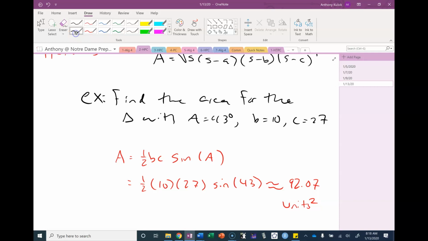Especially for these area ones, I am going to be a little picky that you make sure that you include a square unit on it. Please be conscious of that when you're practicing in the homework, to make sure you're including a unit, specifically the unit squared for these area ones.